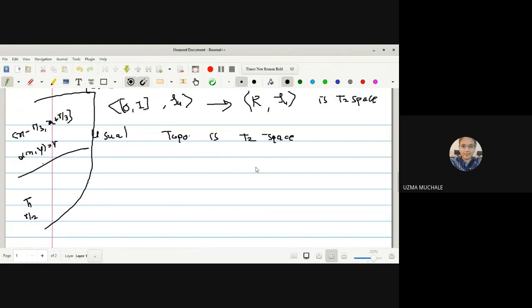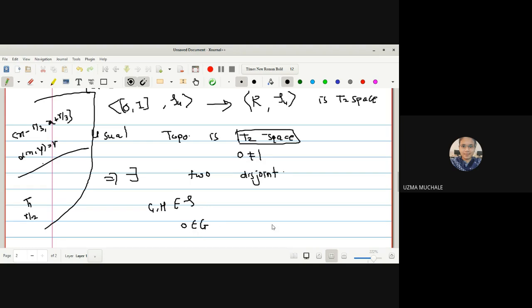As we have a T2 space, 0 is not equal to 1. There are two distinct elements and it is a T2 space, so I can apply the definition of a T2 space. Yes, ma'am. Okay, in a T2 space, for two distinct elements, we can have two disjoint open sets. So we can say there exist two disjoint open sets G and H, members of tau, such that one contains the point 0, and the other contains the other element, that is 1.